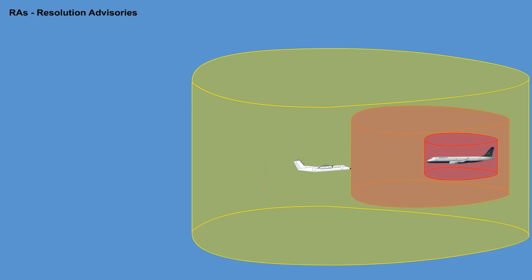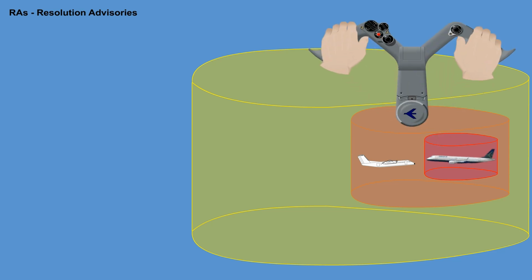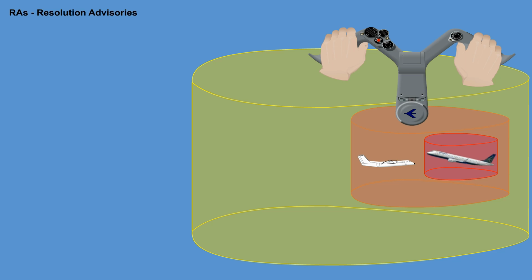RAs. Resolution advisories indicate what vertical maneuver must be performed or avoided to assure safe separation. A resolution advisory is given for an intruder aircraft entering the warning area 20 to 30 seconds from the TCAS collision area. Note: prompt action is required to avoid the intruder.